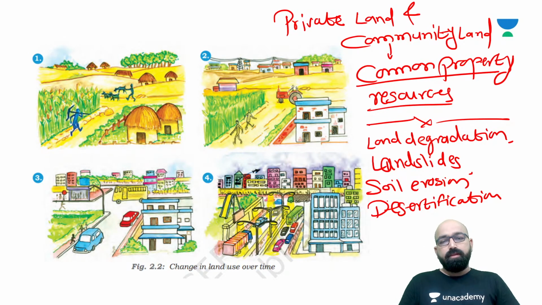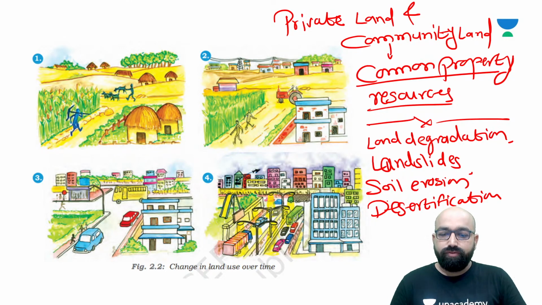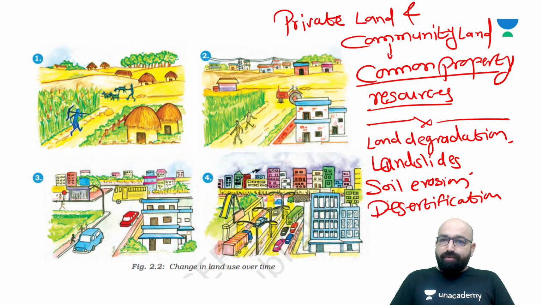So friends, this is the conservation of land resource of the private and community land. Basically, the growing population and their growing demands have led to large scale destruction of forest cover and arable land and have created a fear of losing this natural resource. So as we have discussed, therefore the present rate of degradation of land must be checked.